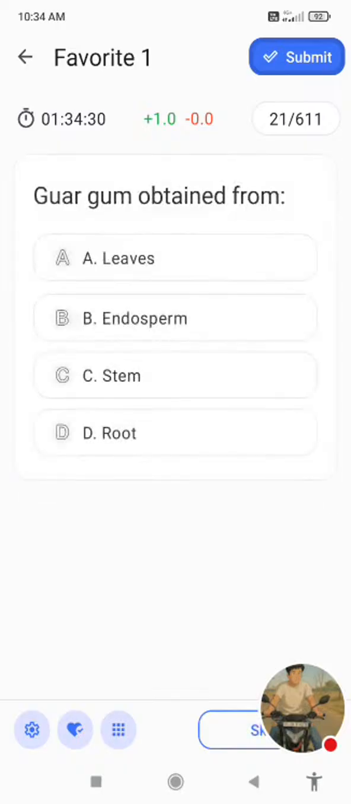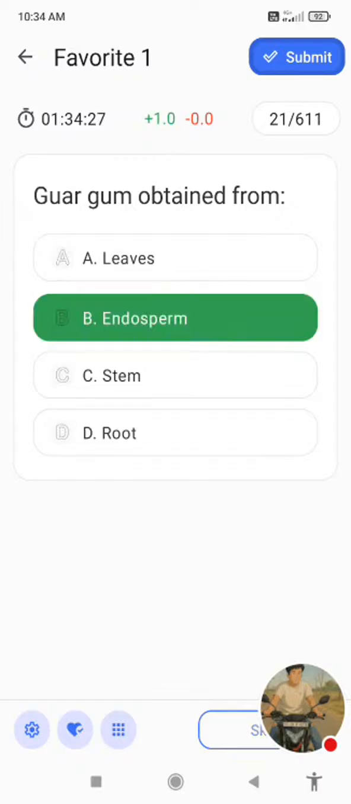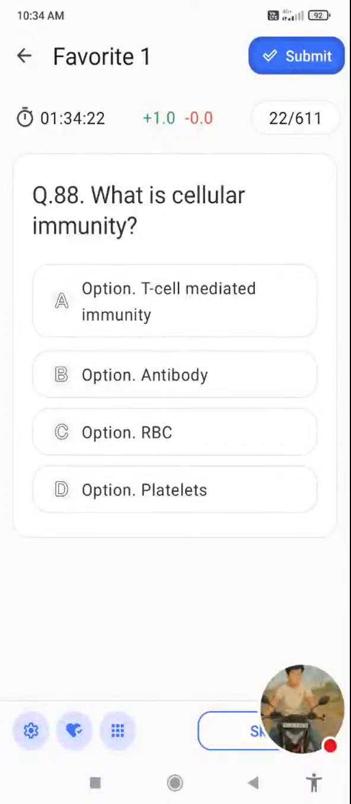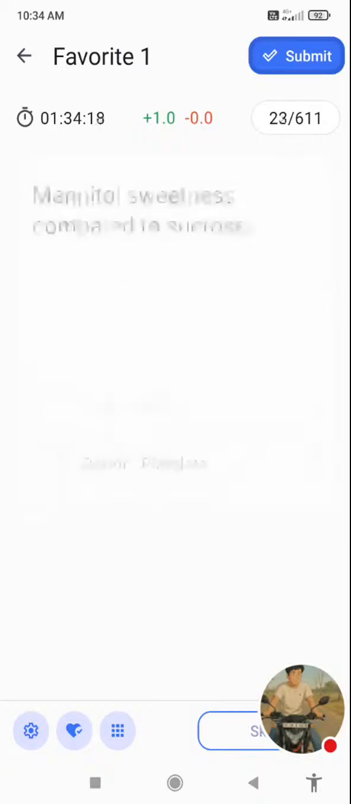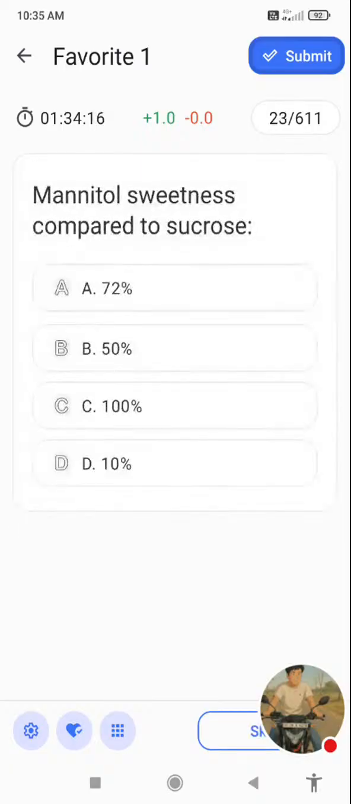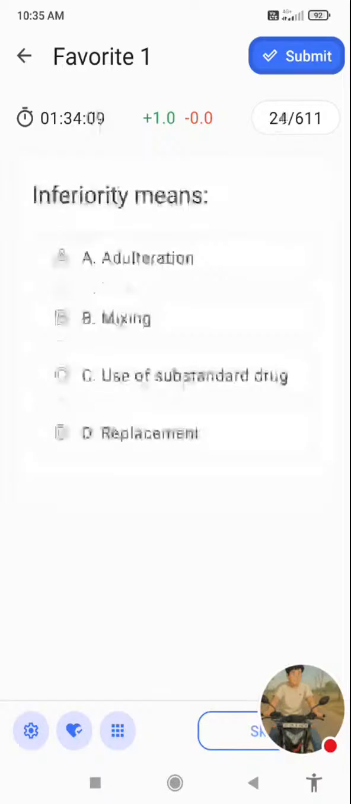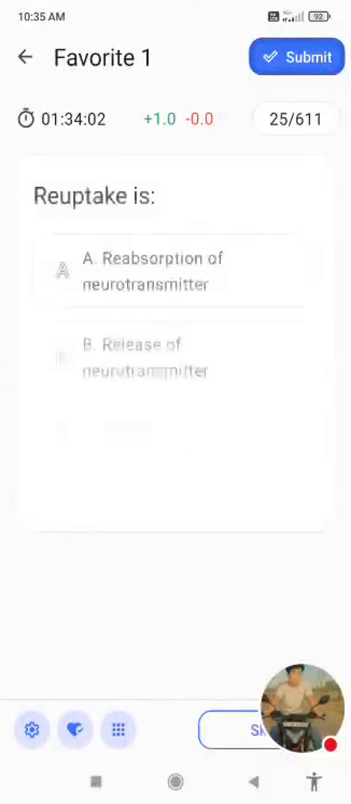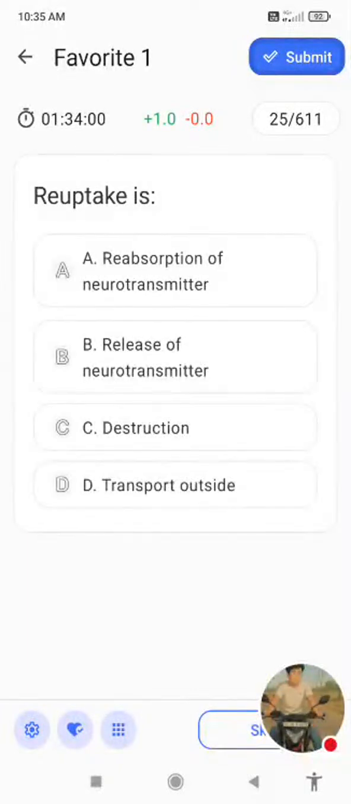Guar gum is obtained from endosperm. What is cellular immunity? Option A, T cell mediated immunity. Sweetness compared to sucrose: 72%. Inferiority means use of substandard drug. Reuptake is reabsorption of neurotransmitter.